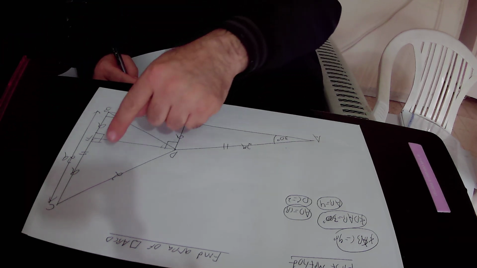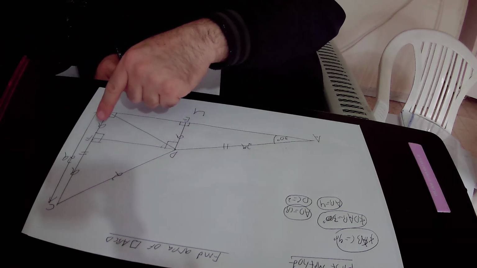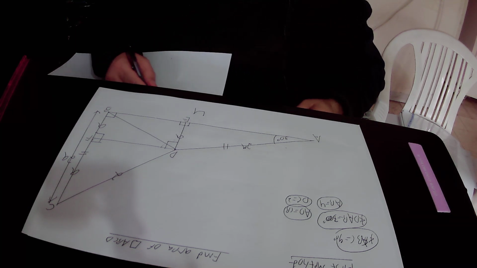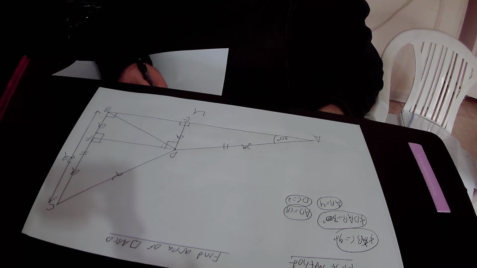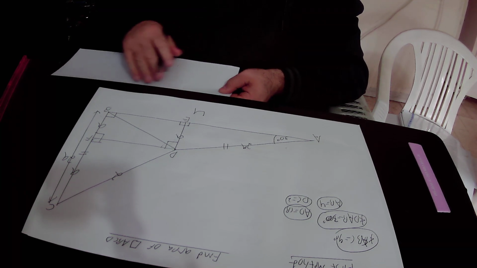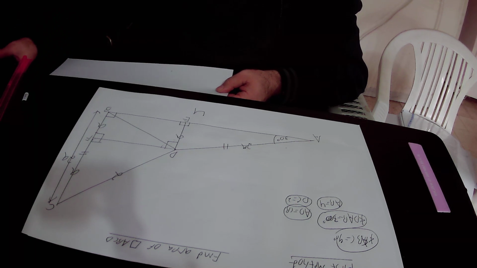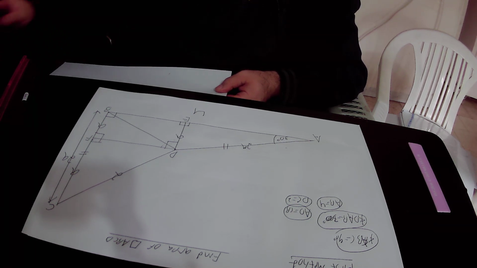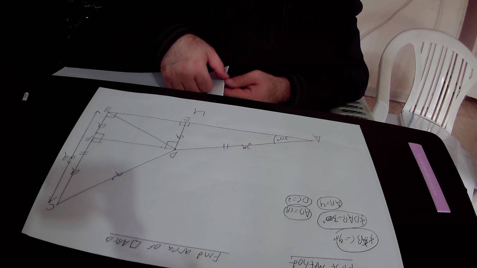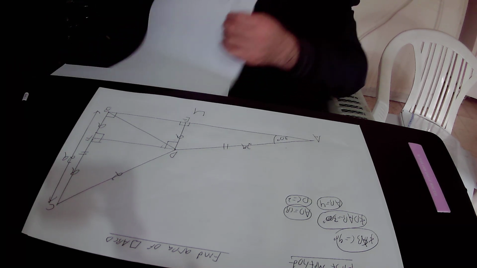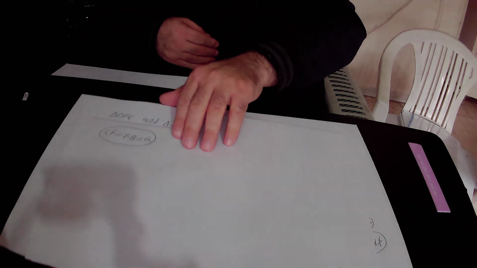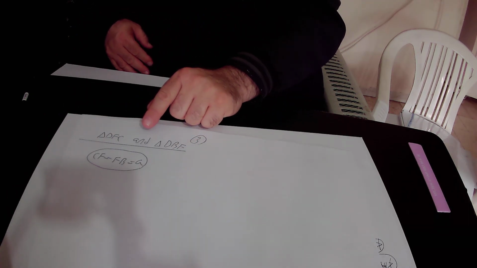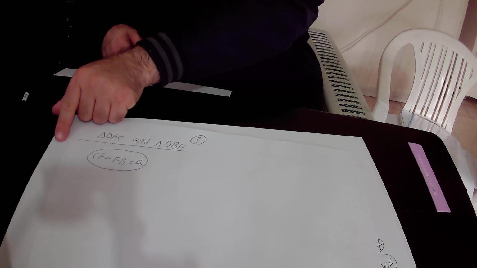First of all, we know that CF equals FB. They are both equal to A units. I'll repeat again. CF equals FB, and they are both equal to A units in their lengths.